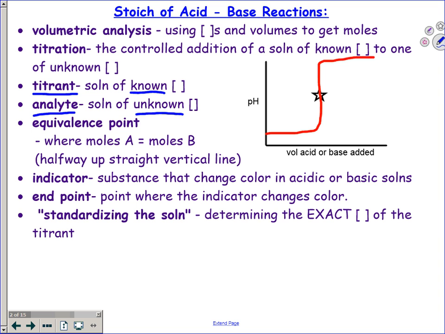So the equivalence point on a pH curve, with the labeling of the axis being pH and then volume added, is on the vertical section halfway up, okay? So the halfway point on the vertical section we call the equivalence point.